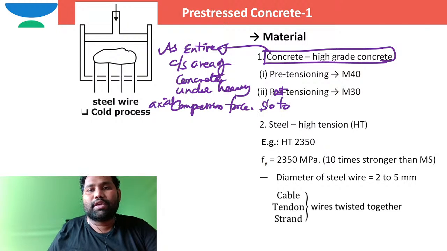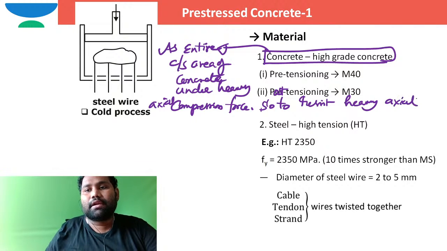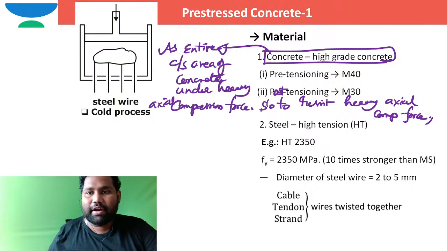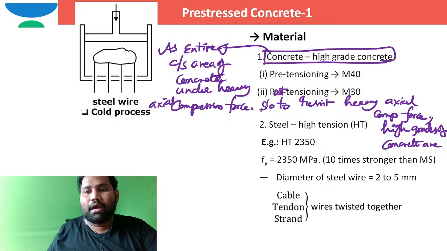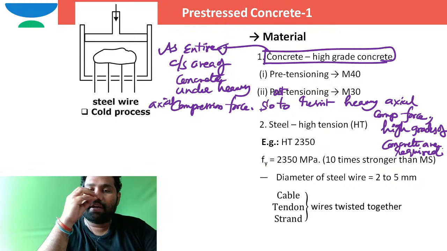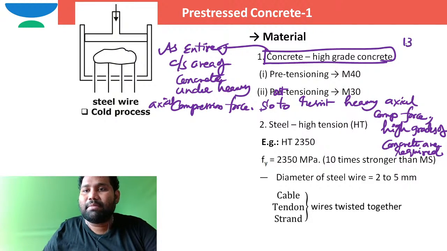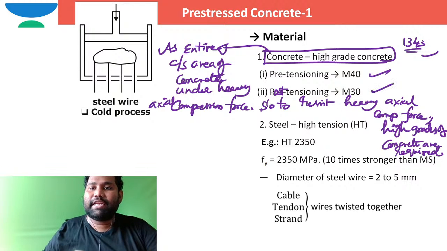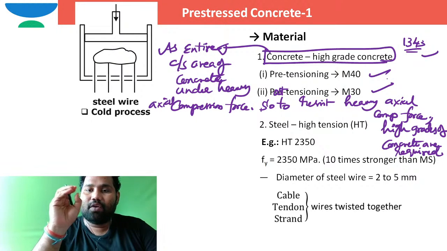So to resist heavy axial compressive forces, high grades of concrete are required, right? High grades of concrete are required. So that's the reason why common sense says high grades of concrete. As per IS 1343, the minimum grades are M40 and M30. Okay, now coming to that one.